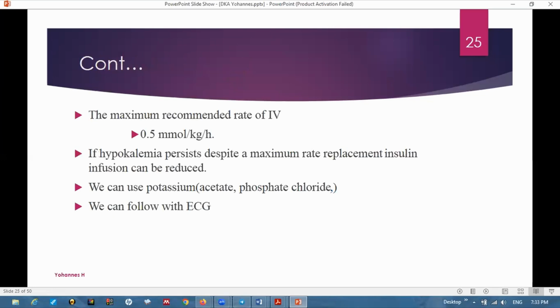So the maximum recommended rate of potassium is 0.5 millimole per kg per hour. If the hypokalemia persists despite the maximum rate of replacement, we can decrease the insulin infusion by half. Still, if there is no improvement, we can hold the insulin until we manage the potassium. Most of the time in our setup we have only potassium chloride. The follow-up should be based on ECG and electrolytes every 4 hours.